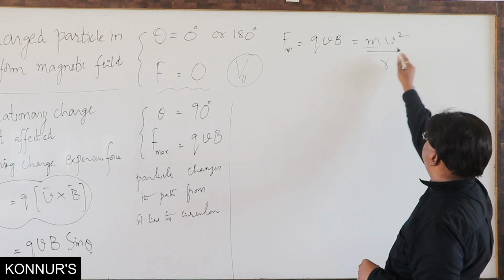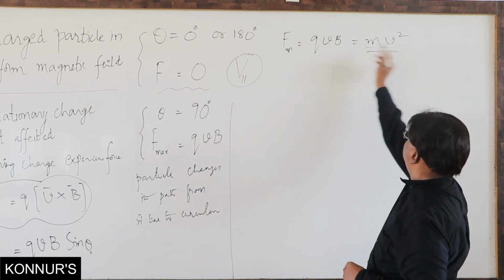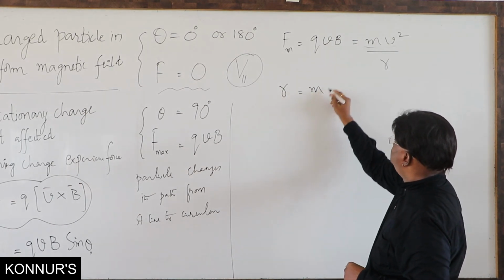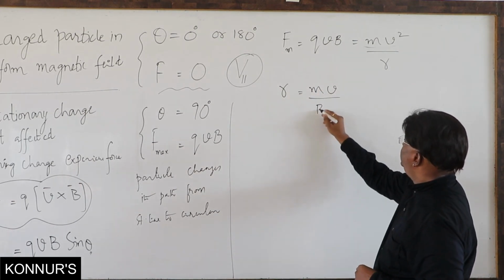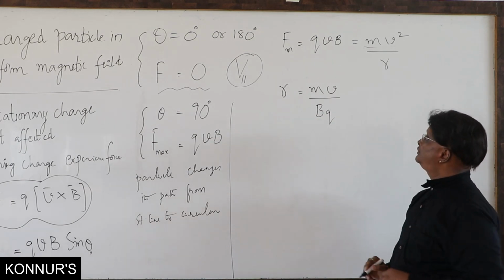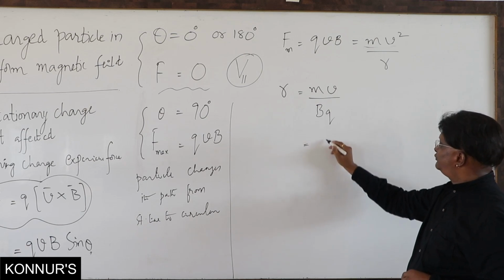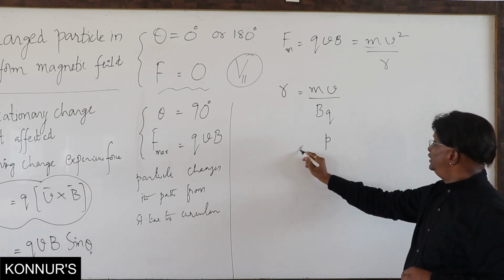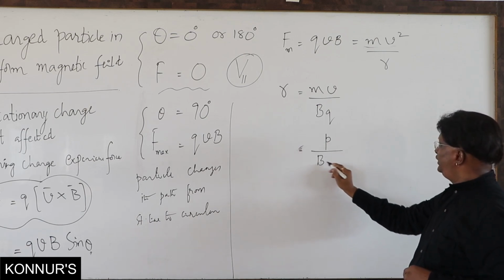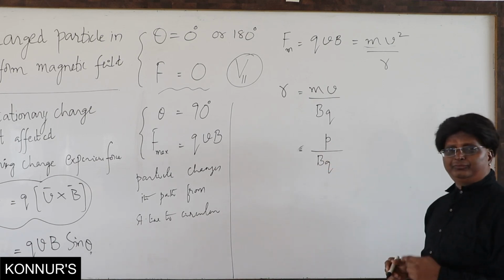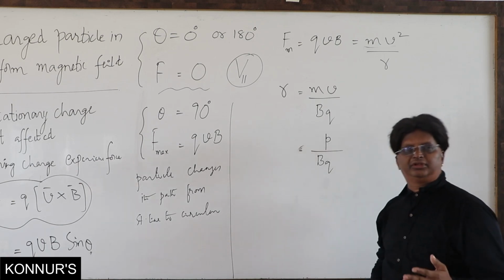Now, QVB is equal to mv squared by r. V, you have to cancel. You get r is equal to mv upon bq, right? R is equal to mv upon bq. This mv, mass times velocity, is nothing but momentum. Momentum by BQ. See, small p I have taken. Momentum by BQ, and a very popular expression in physics.